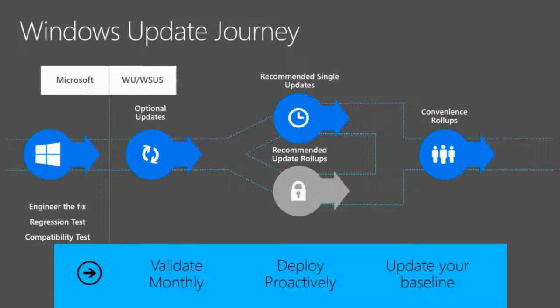Okay? So I know I've dropped a lot of theory and complexity, hopefully not too much. Again, I'm asking for three things. One, deploy security updates as soon as possible. Two, deploy hotfixes that can cause you big problems proactively. And then three, for Windows updates that are not those two, validate them monthly when they're optional. Deploy them proactively. And use them as a baseline when we do convenience, big roll-ups that are cumulative.